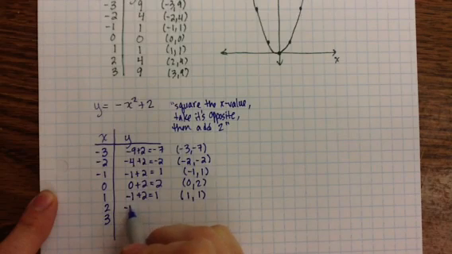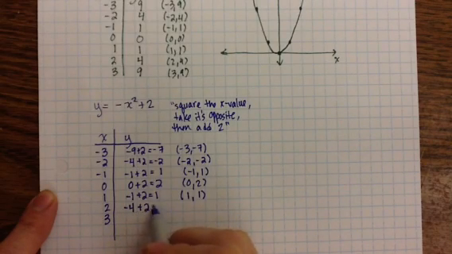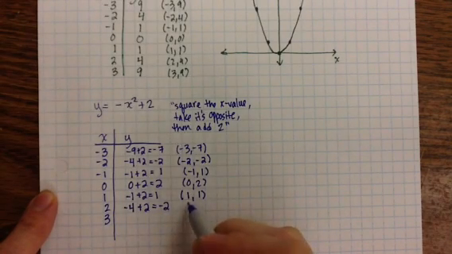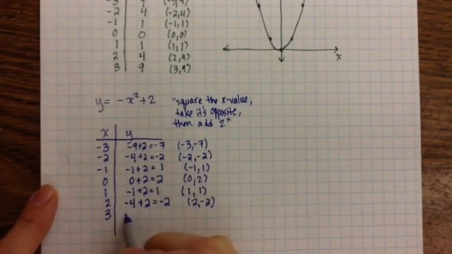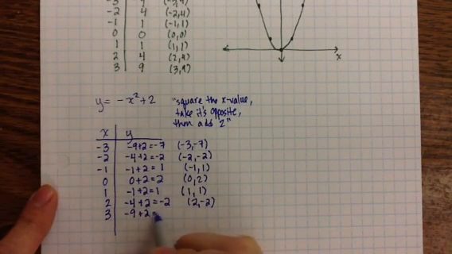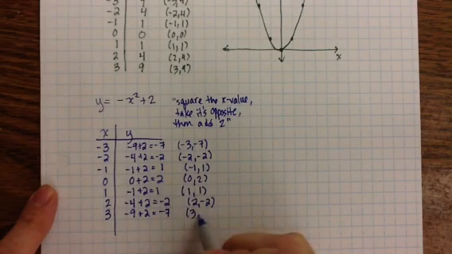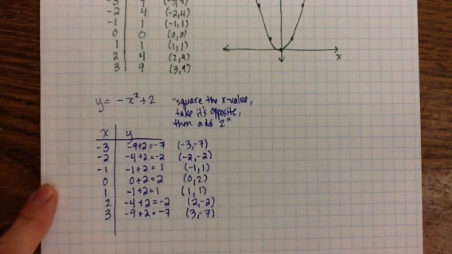2 squared is 4. Opposite is -4. Add 2. We get -2. 2, -2. 3 squared is 9. Opposite of that is -9. Plus 2 is -7. So 3, -7.